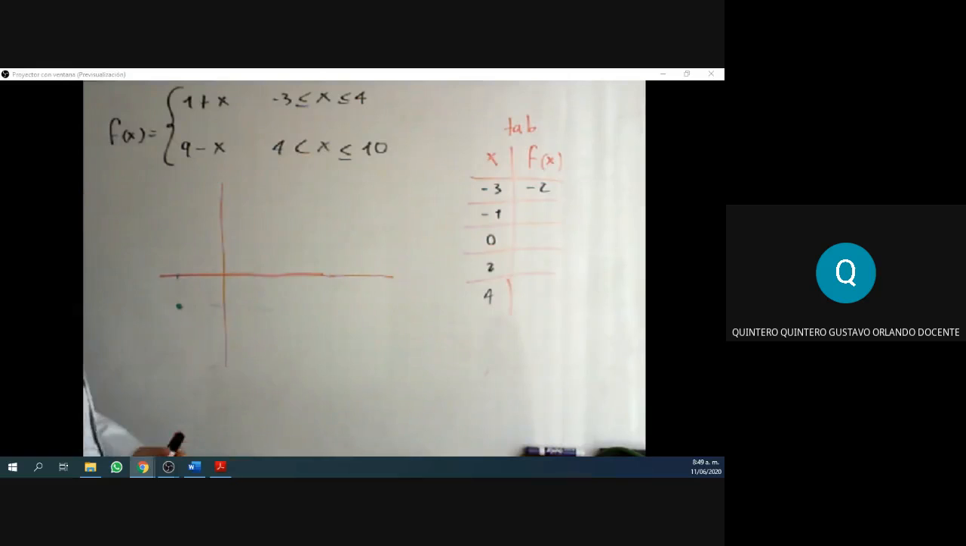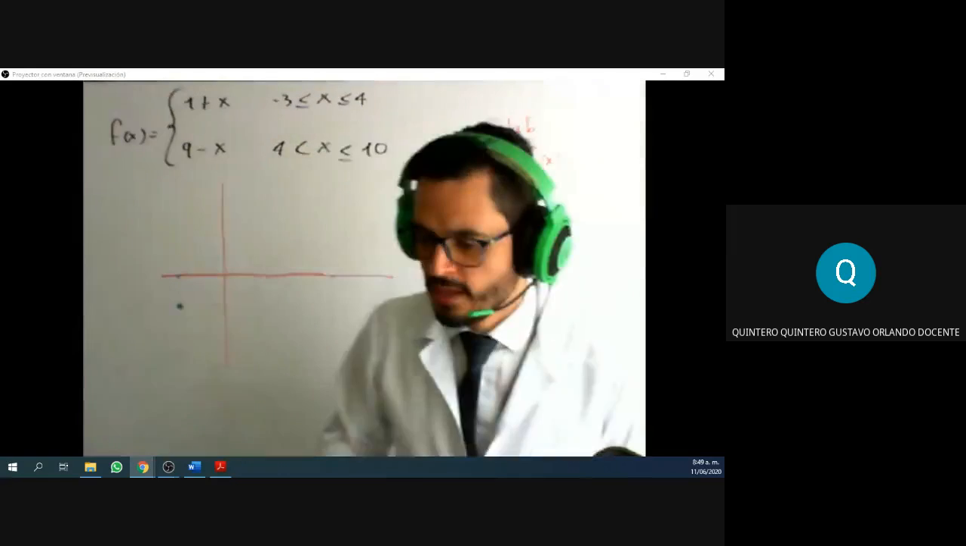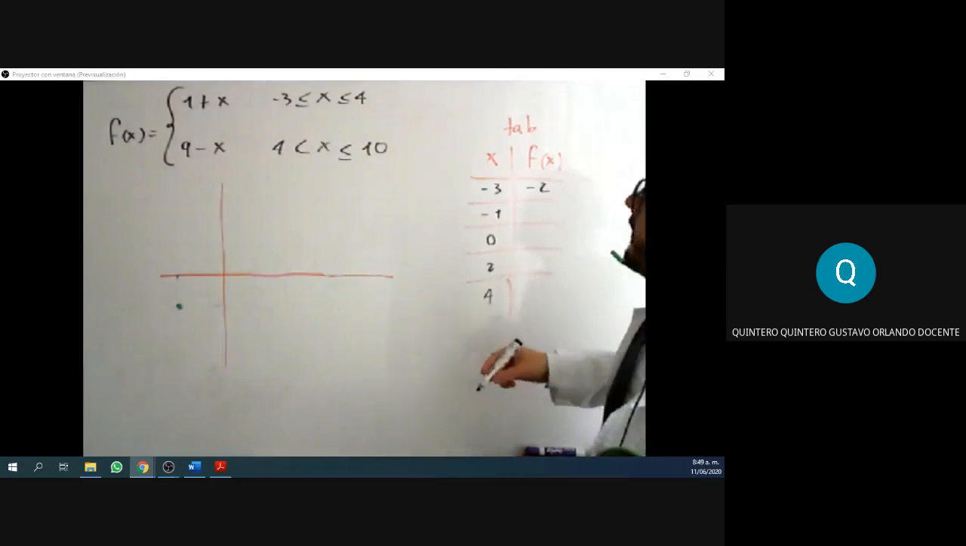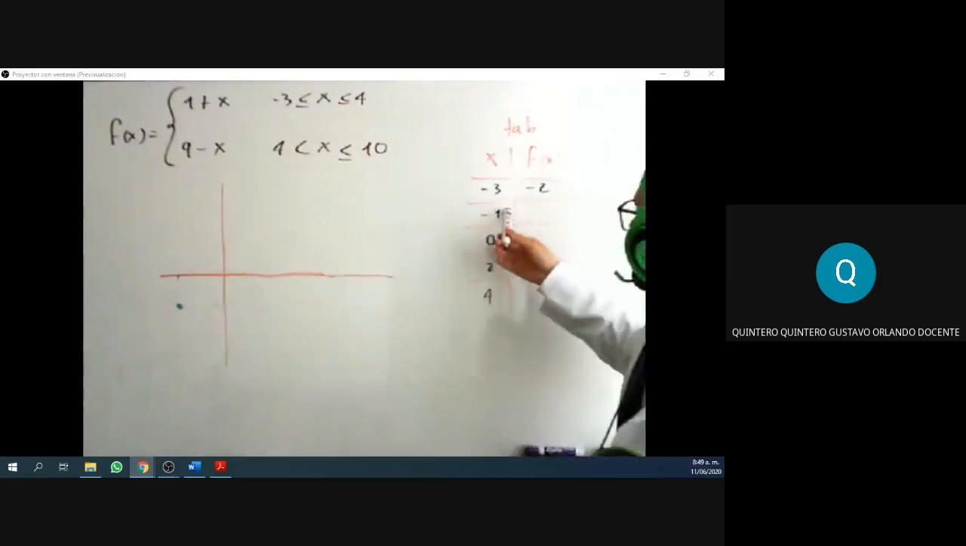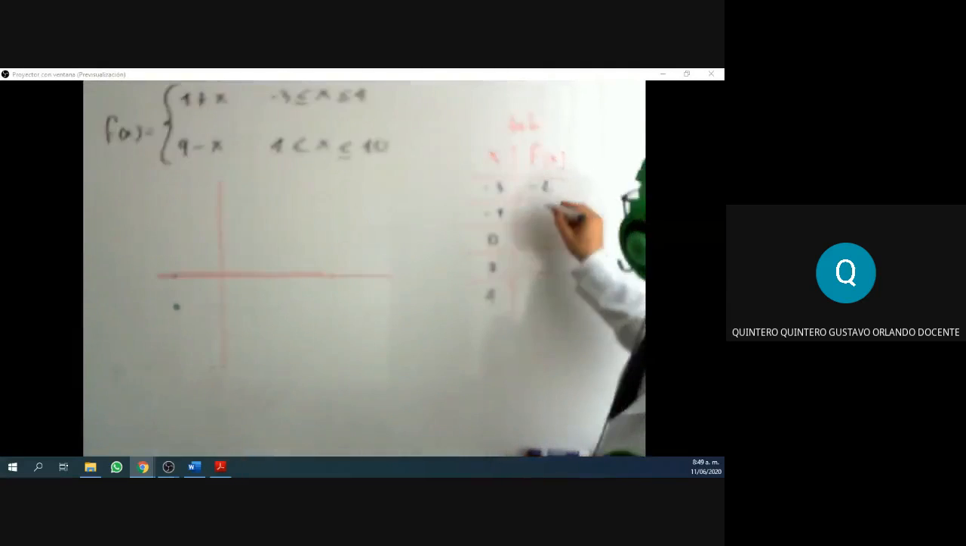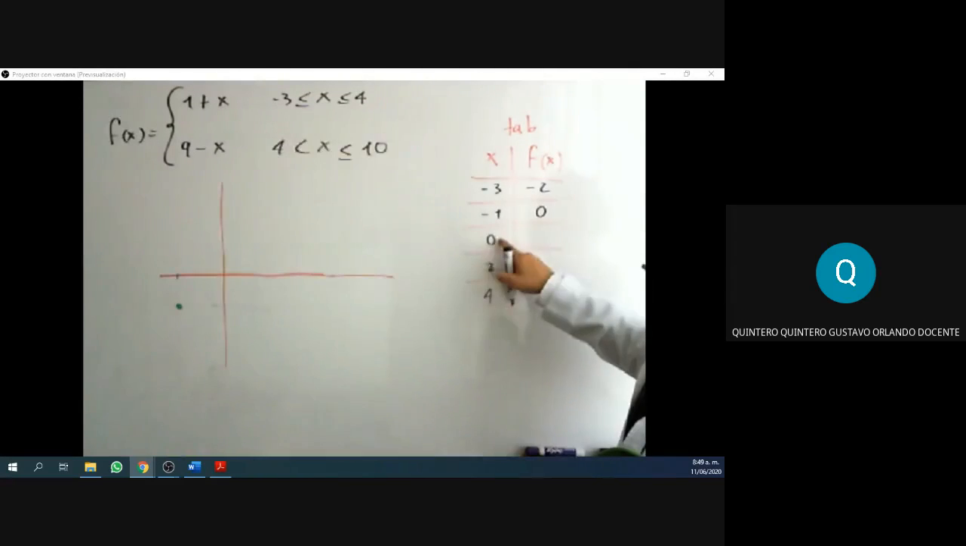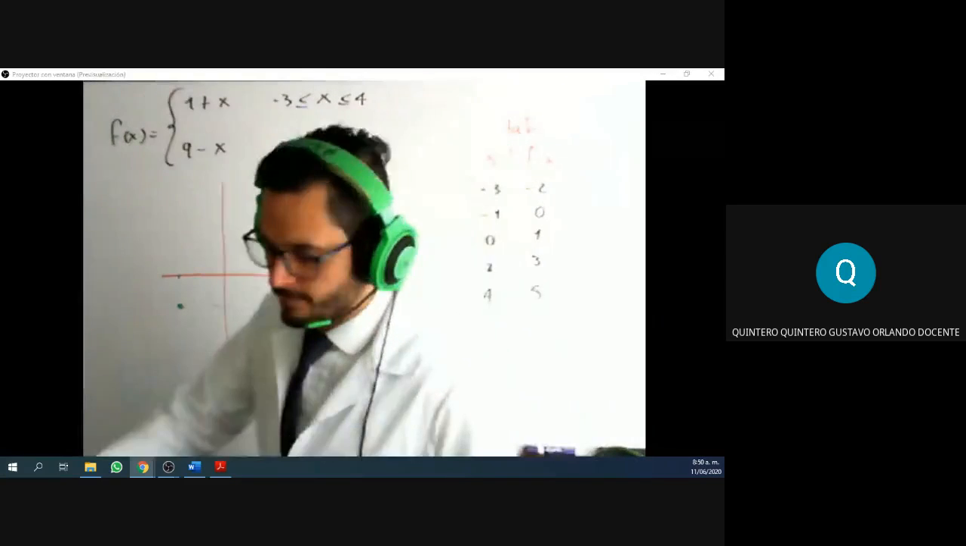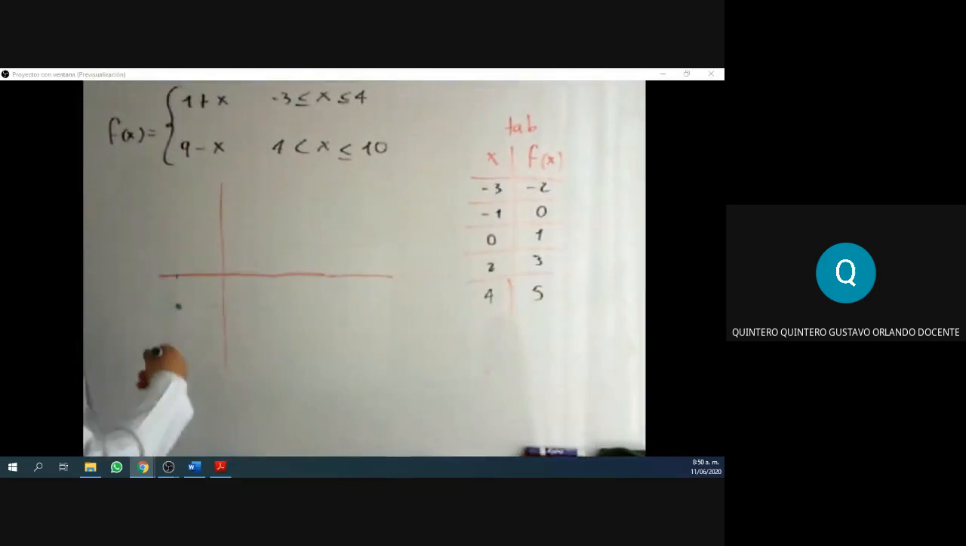All right. Let's continue with the drawing here. I'm going to do all these replacements as fast as I can. So 1 plus x, 1 plus -1, this is 0. 1 plus 0, this is 1, right? 1 plus 2 is 3, and 1 plus 4 is 5, right? Now that we have our points, all we have to do is plot them. Just come over here and plot all of these.